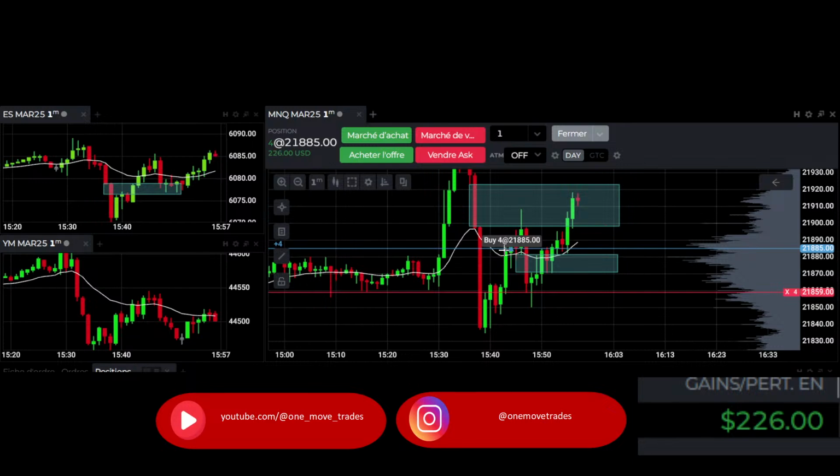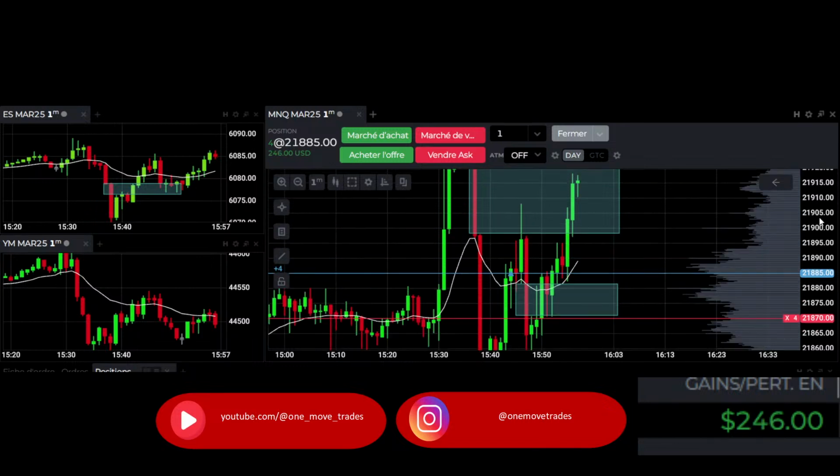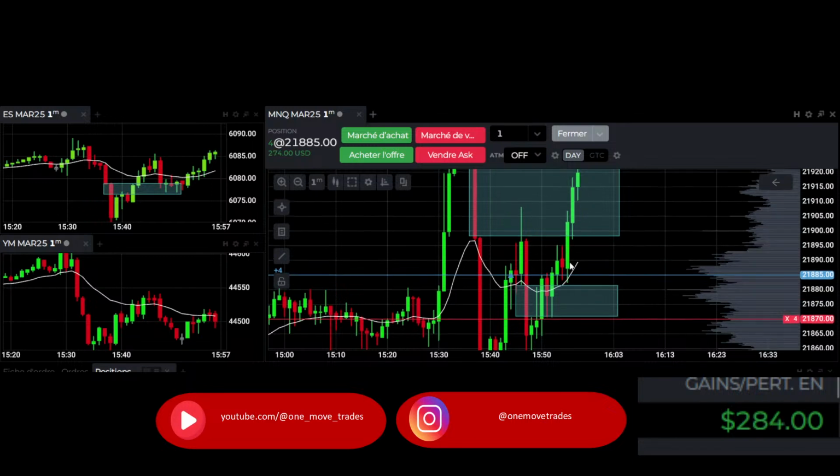I did enter after closing above this moving average. I put my stops under this order block, and that's it. That's the trade. I can move my stops under this reversed fair value gap. For me, price doesn't need to come back in this area, so I will put it under this order block.